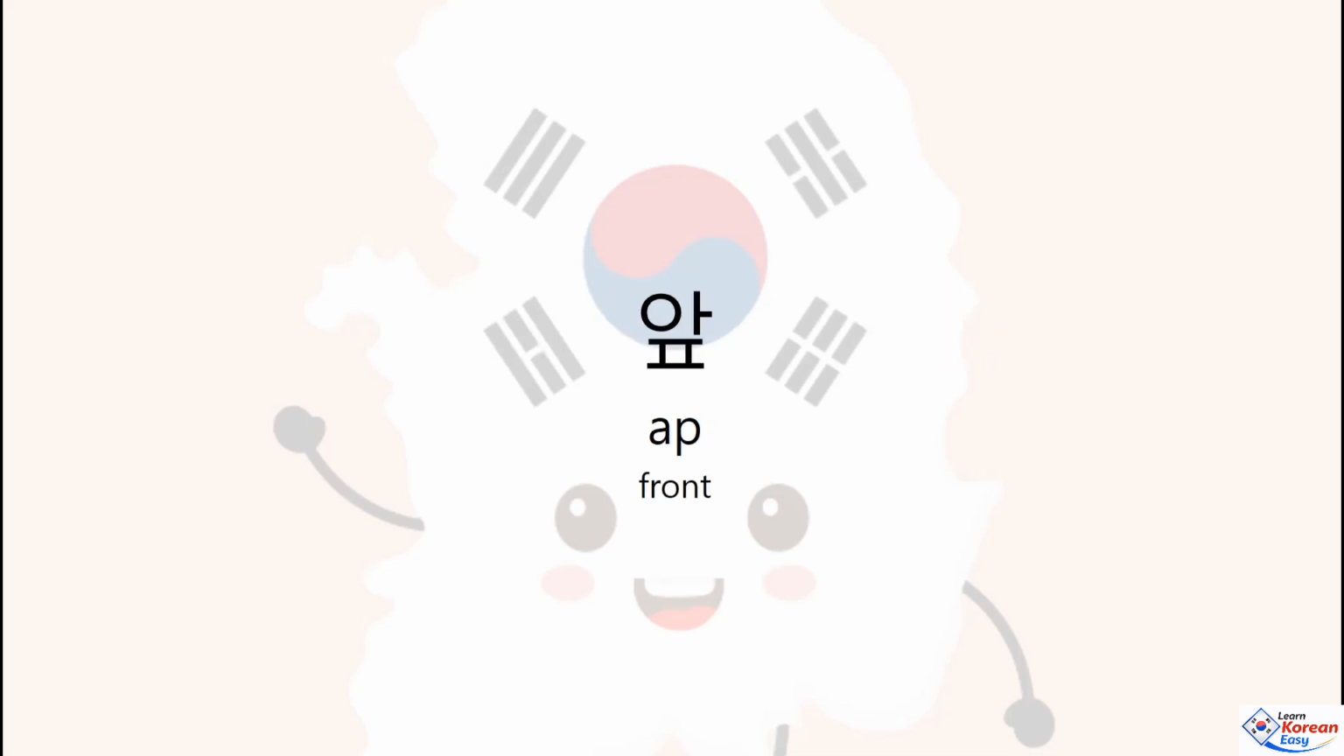First of all, front. Front is 앞. In front of is 앞에. In front of me, 내 앞에. 내 is me. In front of you, 너 앞에. We're gonna learn all that, and we'll repeat, of course. In front of us, 우리 is we, so in front of we or us, 우리 앞에. Okay, so that was 앞, 앞에, and we did front.